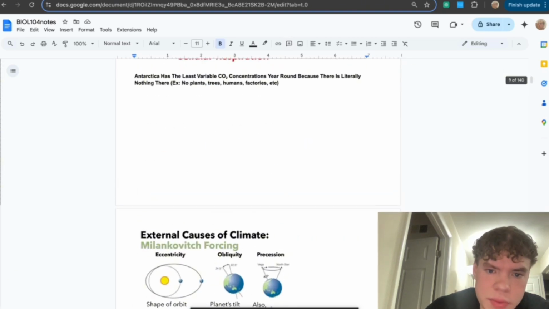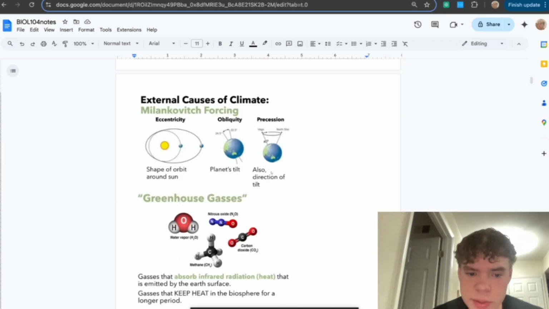Again, Antarctica has literally no variable CO2 concentrations at all because it's literally just a desert. There's no plants, there's no trees, there's no humans. Literally nothing happens there, so it never really varies there. Whereas you have some parts of the northern hemisphere where CO2 concentrations vary significantly throughout the year.